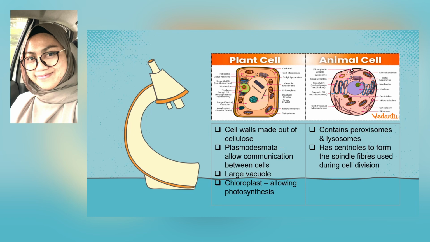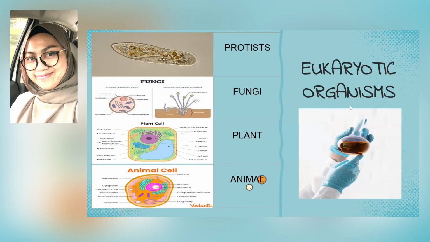Meanwhile, the animal cell contains peroxisomes and lysosomes, based on the picture. It also has centrioles to form the spindle fibers used during cell division.